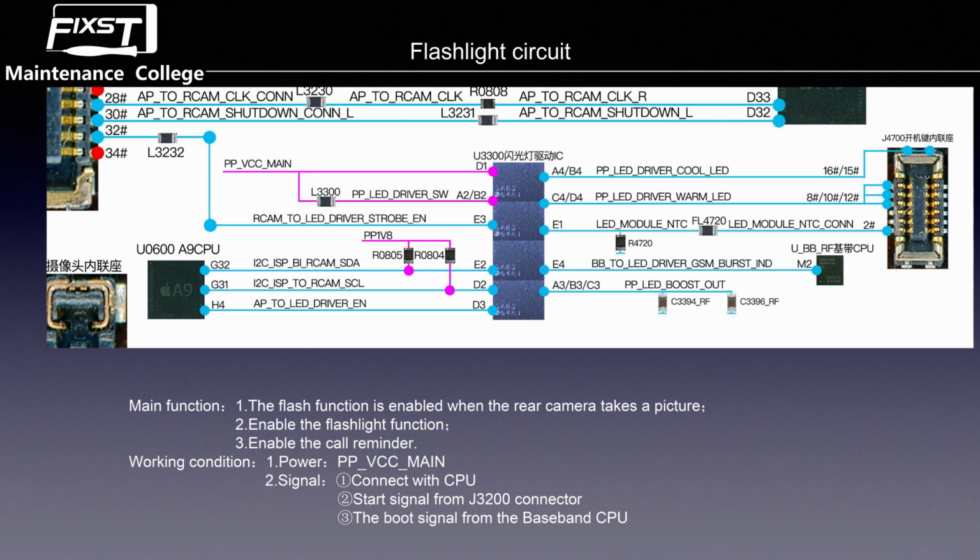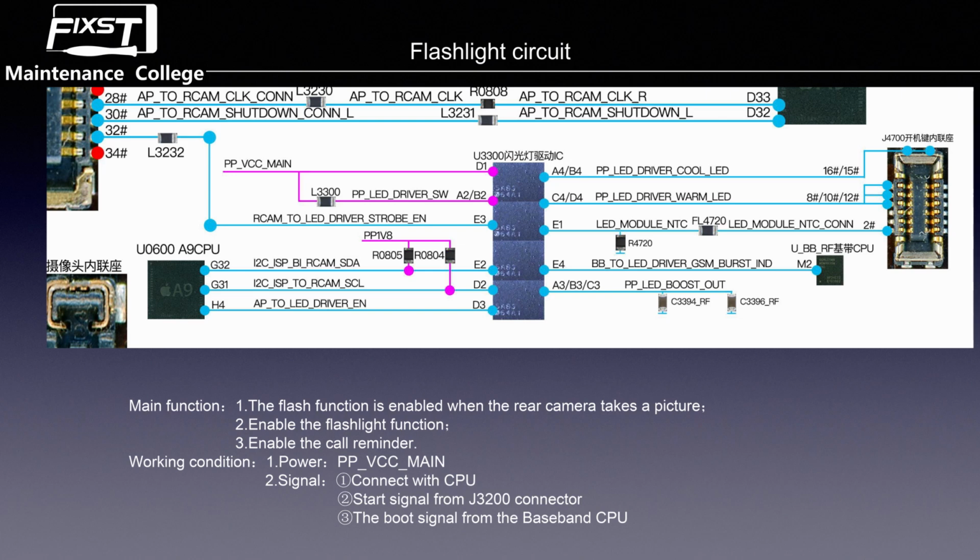And now you find the E1 pin. This pin is the flash temperature detect pin. On this pin you can see that there is a resistor. This resistor is R4720. This resistor is the temperature detect resistor. This resistor cannot be missing, cannot be damaged, cannot be loose. If this resistor has some problem, the phone will show you the high temperature warning.